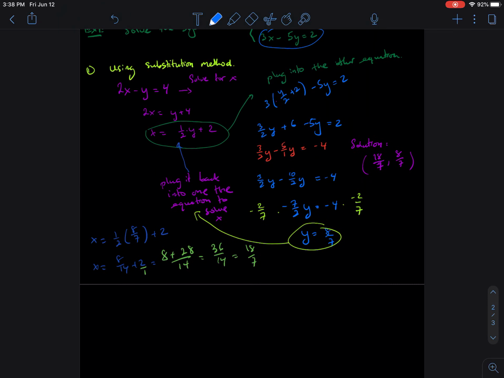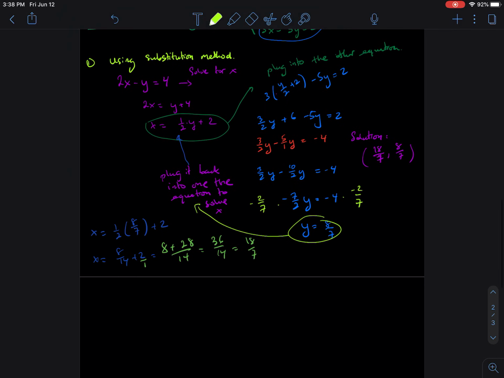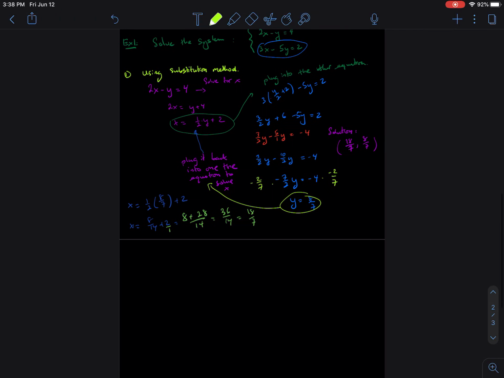Okay. So what if I don't want to use that method? I want to use another method. So let's go ahead and solve by using the elimination method.